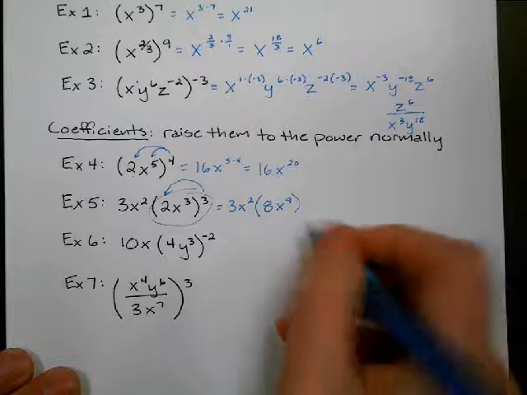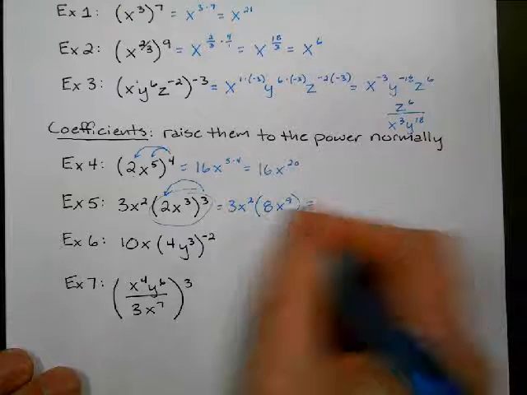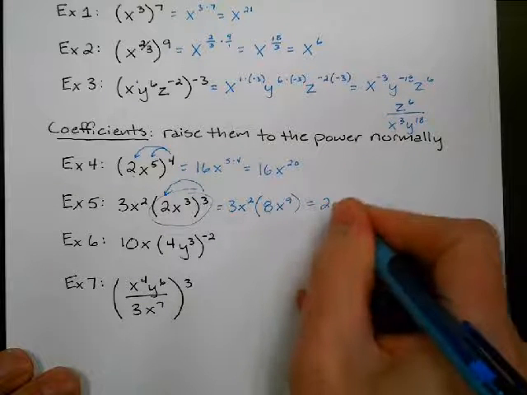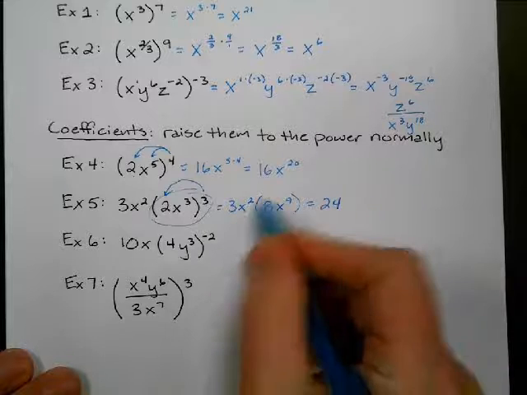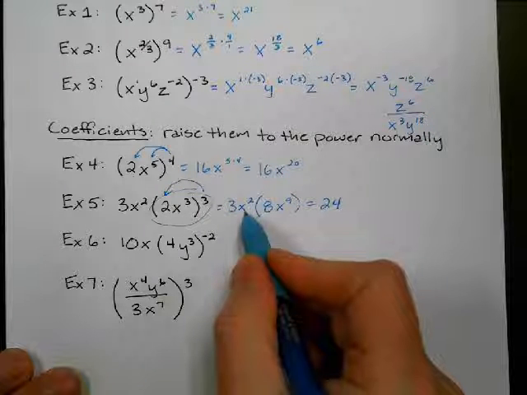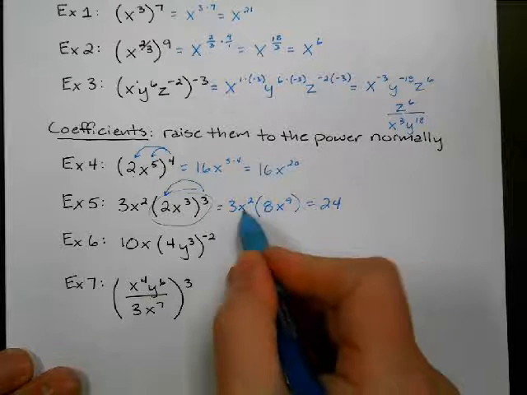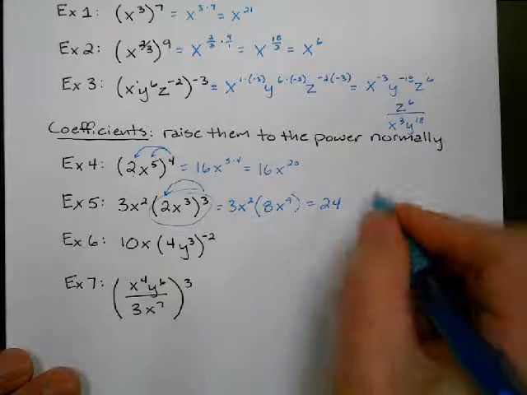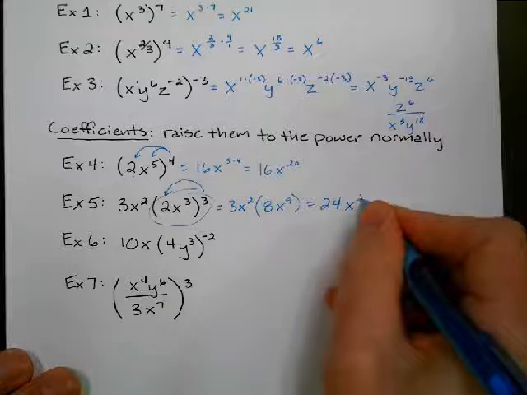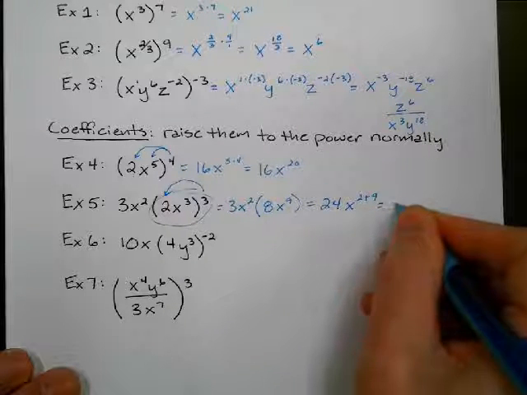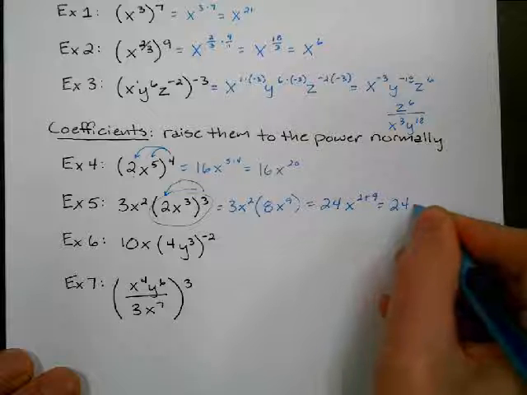And now we're going to do our multiplication. 3 times 8 is 24. And then we do x to the 2 plus 9, because it's not a power to a power anymore, because they both have bases of x. So this would be x to the 2 plus 9. So our final answer is 24 x to the 11th.